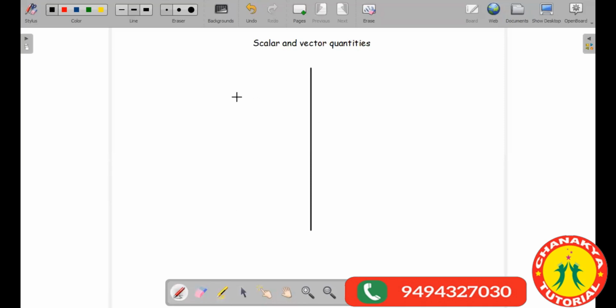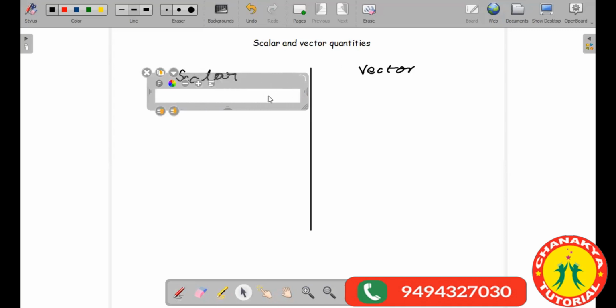Scalar physical quantities are the physical quantities which have only magnitude, or the quantities which require only magnitude for their description. Whereas there are certain quantities which require direction also for their complete description. Such quantities are called vector quantities. So scalar quantities do not have any impact of direction. Can you give any examples of the scalar quantities?